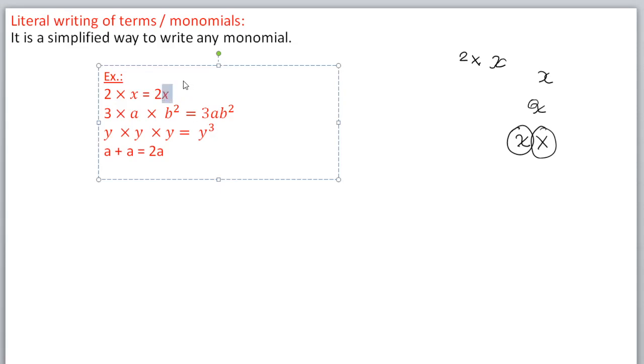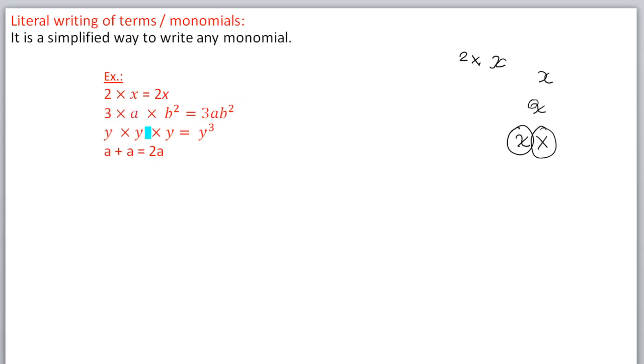This x. Just if I change the font, it should be like this one. It's okay, no problem here. But in your copybook, you must write it that way. Okay? So look at this also. 3 times a times b squared. Okay, so it will be 3ab squared.